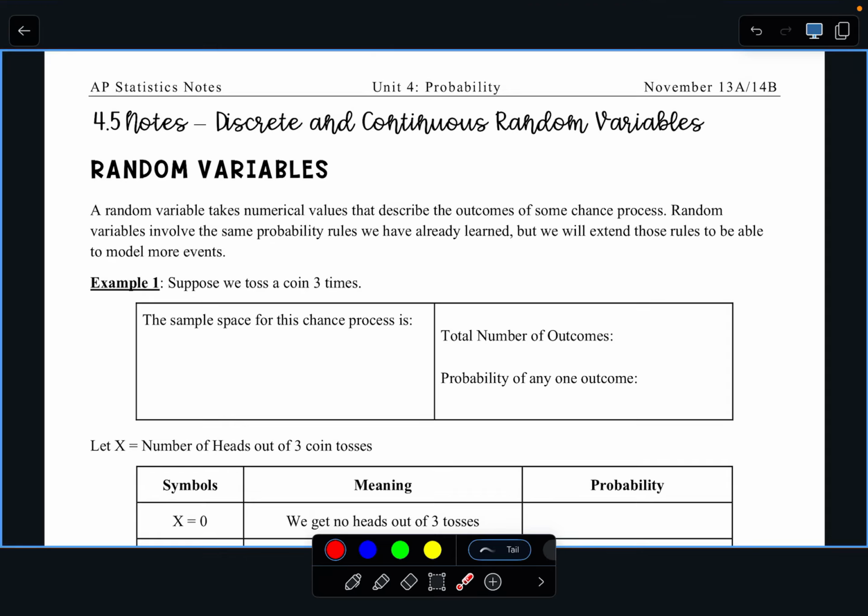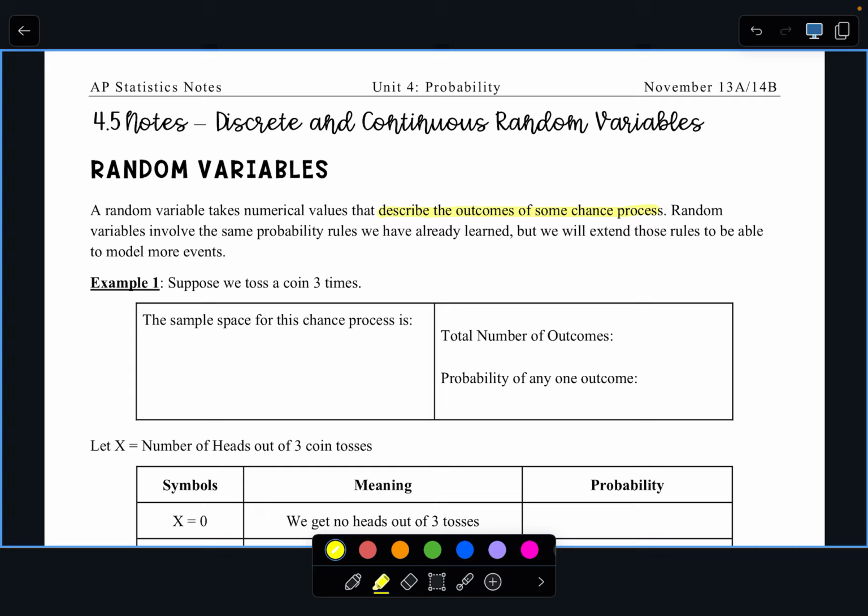For the second half, we go into random variables and binomial and geometric distributions. A random variable is basically what we've been doing, just a little more formalized. When I am describing the outcomes of some chance process, I'm dealing with a random variable. We're going to do an example we've used before.